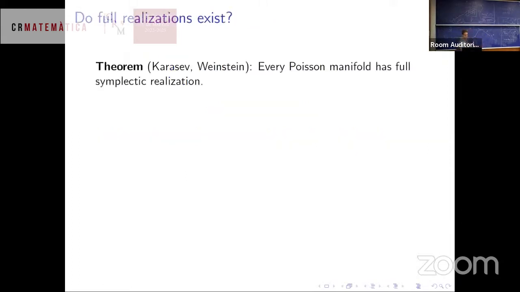Okay, so a natural question is, do realizations exist? I give you a Poisson manifold. Can you realize it as a quotient of a symplectic manifold by a surjective submersion?